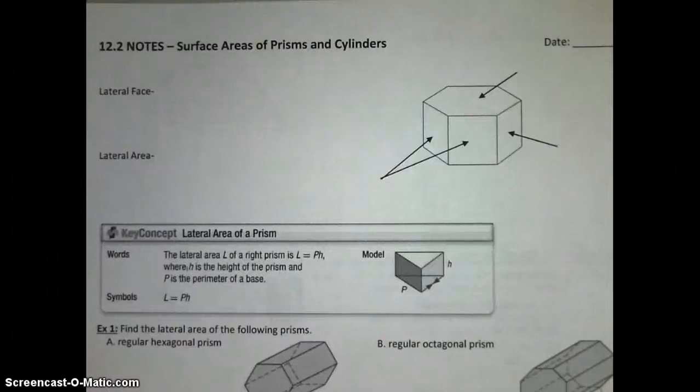Hello and welcome to our lesson notes for Chapter 12, Lesson 2. We will be talking about surface areas of prisms and cylinders. And so we're going to explain what these things mean, what all the different pieces are, and we'll have some formulas that we use to calculate surface area for prisms and cylinders.